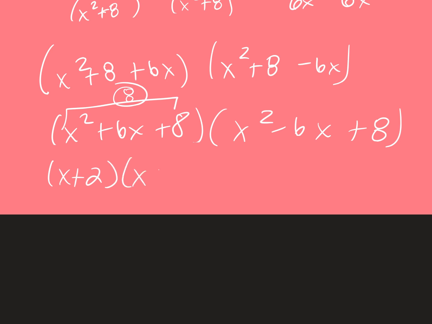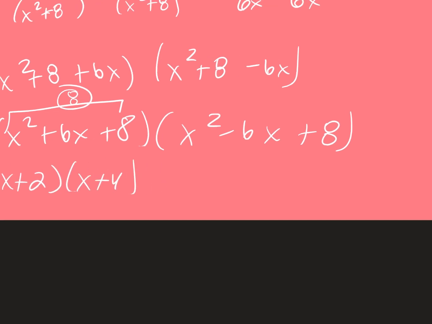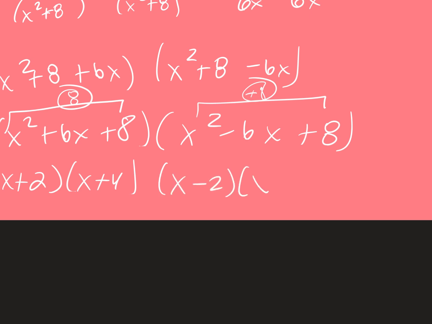Good. What about over here? Can I factor this more? Factors of 8 that multiply to give me a positive 8, but add to give me a negative 6? Negative 4 and negative 2. Very good. So x minus 2 and x minus 4.